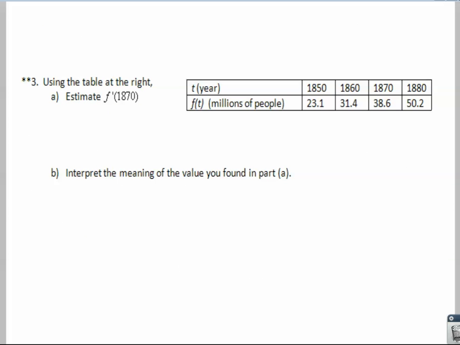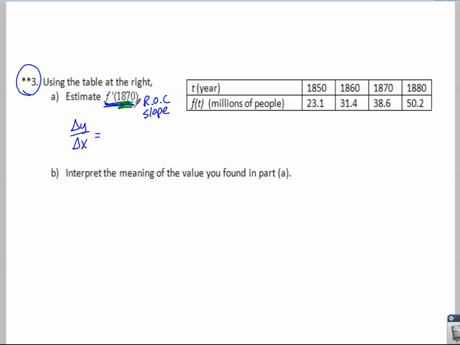Let's do one more. Maybe you give this a shot yourself and come back. Welcome back. From an AP exam, estimate the derivative. Well, I don't have a function, so I can't take the derivative, but I know derivative means rate of change or slope. How do I estimate a slope? I do change in y over change in x. Well, which points do I use?